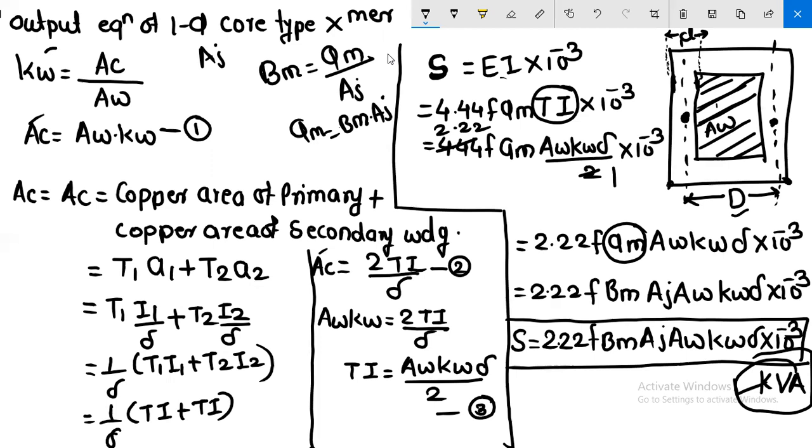Got it, everyone? Now see, this is the output equation of the single phase core type transformer. Now if they ask for the output equation of a single phase shell type transformer, the output equation of single phase core type as well as single phase shell type transformer is the same. There is no difference in the output equation of the single phase core type transformer and the single phase shell type transformer.